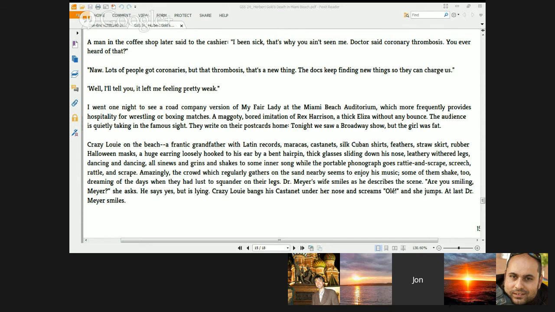He has a huge earring in his ear. In the 1950s and 1960s, men did not have earrings. So he's already like a pirate or something. Like a pirate. Yeah. Thick glasses, leathery, withered legs. So he's an old crazy guy dancing to get some change on the beach. And this is what it comes to. You know, you're old, you retire, you go to Miami Beach, and you look at old crazy people on the beach. And this is what they do for entertainment.